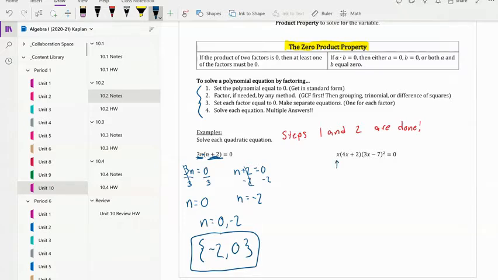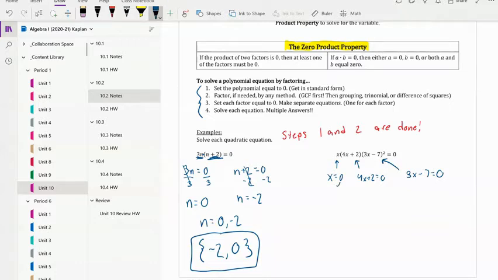Okay. Next one here, right? Essentially, here we've got x. So basically, x equals 0, or 4x plus 2 equals 0, or 3x minus 7 equals 0. Don't worry about the fact that that's squared quite yet. We'll talk about that here in just a second. Well, look at this. This one's already solved for us, so this one's good to go.